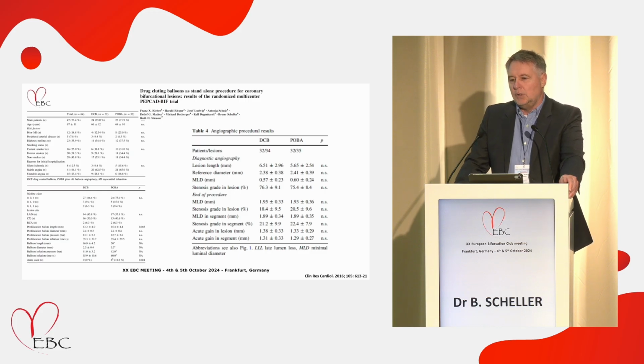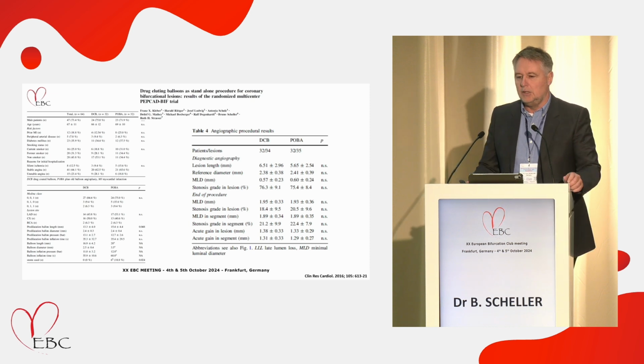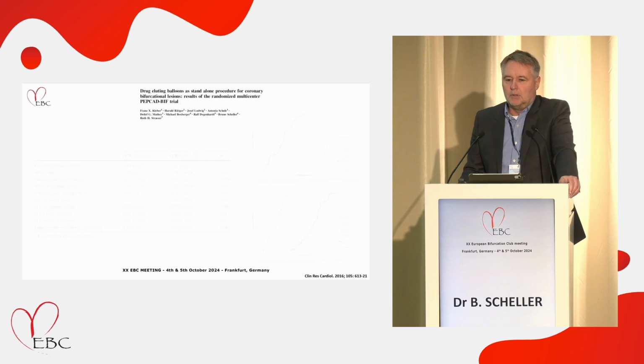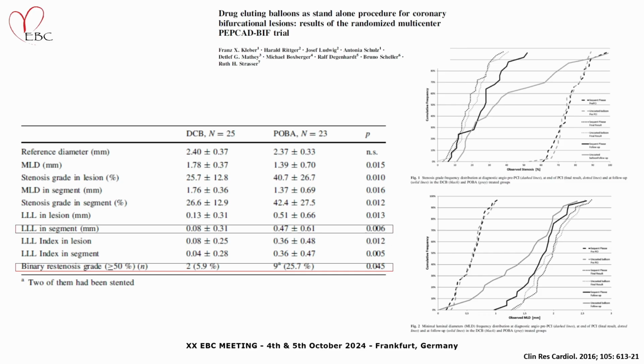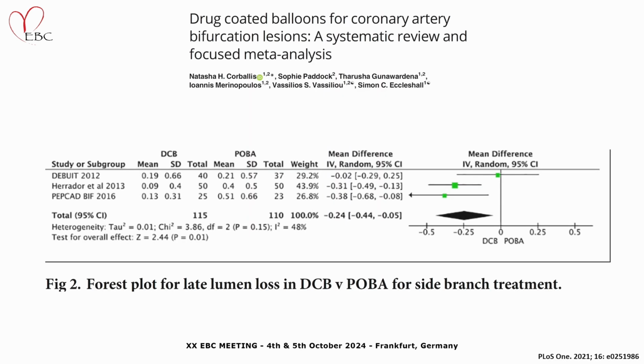In this study, we focused on the side branch and randomized to DCB or uncoated balloon angioplasty, 32 patients in each group. And the primary finding was that late lumen loss in the side branch was significantly lower with DCB compared to uncoated balloon angioplasty, and also the binary restenosis rate was significantly lower. However, this trial was not powered for clinical endpoints, so this is also a mechanistic description that we can reduce the restenosis rate in the side branch with DCB.